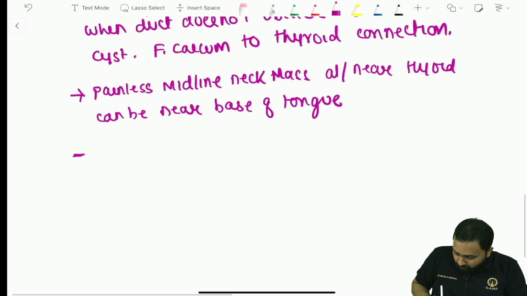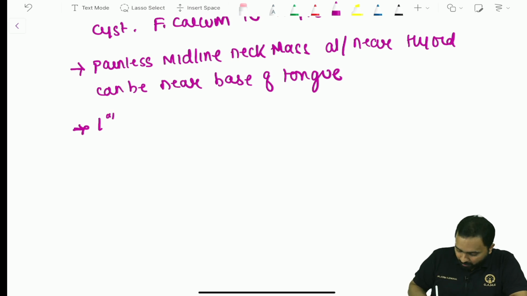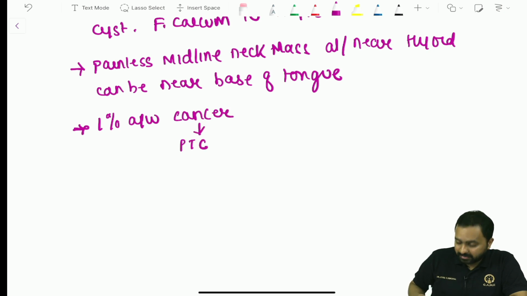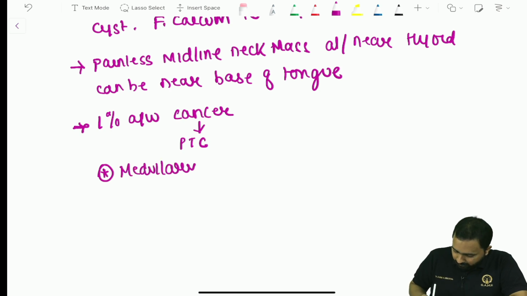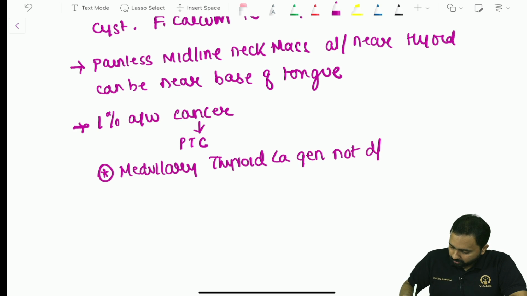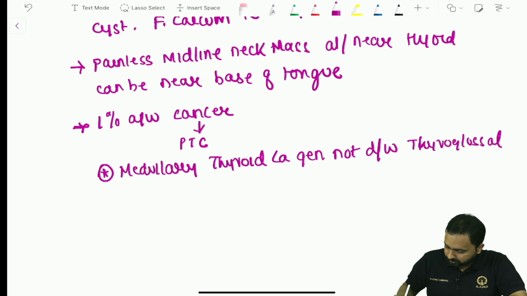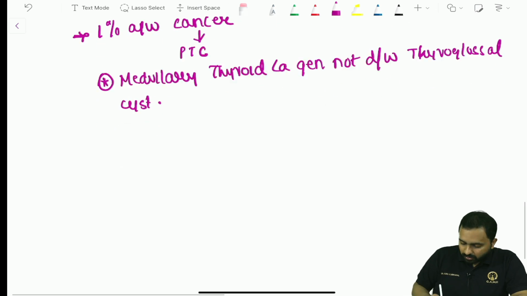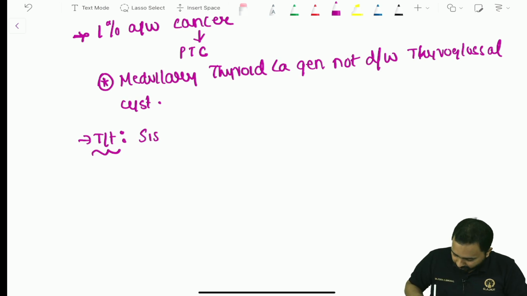Right. So this usually presents as a painless midline neck mass. Now another important question is the cancer associated with it. Which is the most common cancer associated? It is papillary thyroid carcinoma. You need to remember one star mark point: medullary thyroid carcinoma is generally not associated with your thyroglossal cyst.